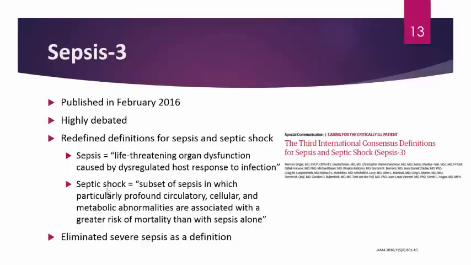It defines septic shock as a subset of sepsis in which particularly profound circulatory, cellular, and metabolic abnormalities are associated with a greater risk of mortality than with sepsis alone. So that's a very, very broad definition, and from that definition you probably wouldn't necessarily understand what that exactly means at this time until we actually go a little deeper.